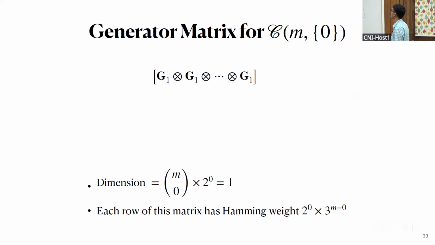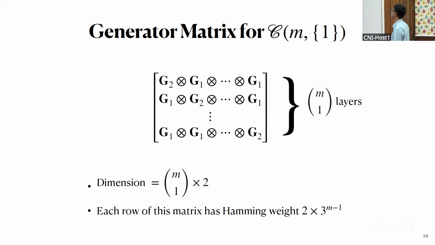This is for arbitrary m, but my w is a singleton consisting of 0 only. So in this case, my generator is simply G1 Kronecker G1 with itself. Remember that G1 is the generator matrix of the repetition code. So this entire matrix consists of just one row. So this is in fact just a repetition code, and the dimension is of course 1. And all the rows in this matrix, there's only one row. So the Hamming weight is 3 to the m.